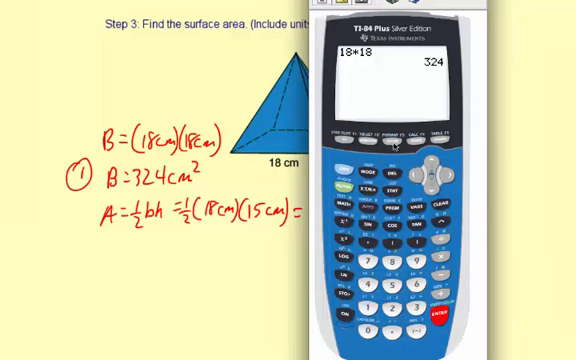So when you're entering 1/2, you can either enter in 1 divided by 2 or you can enter in 0.5. Either one of those is right. I like to use 0.5 because it's just a little bit easier to type in. Times 18 and then times 15. 135.